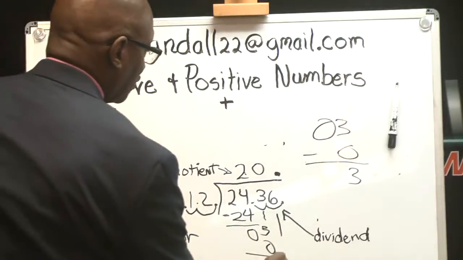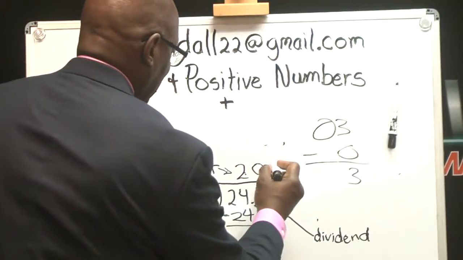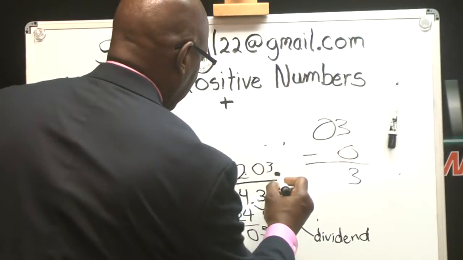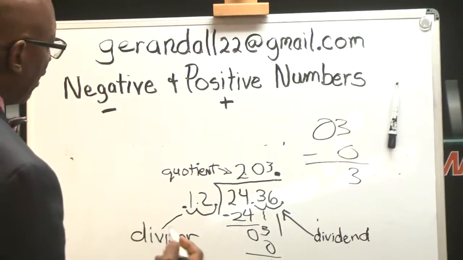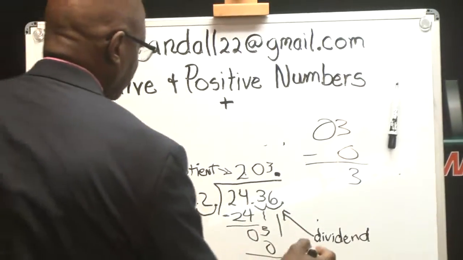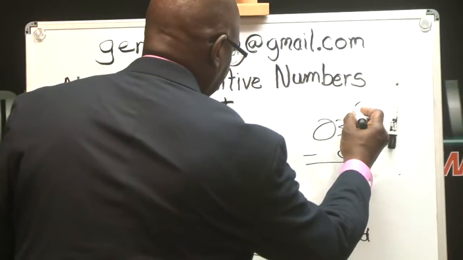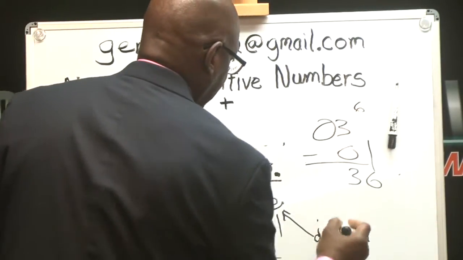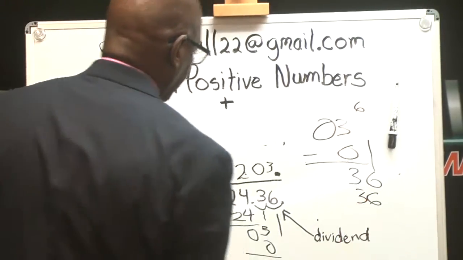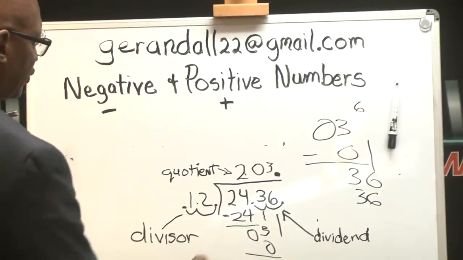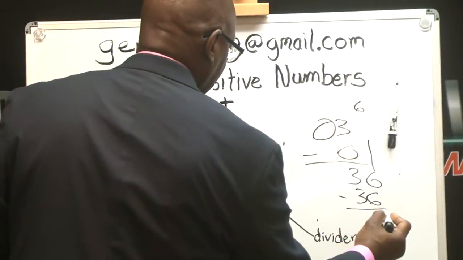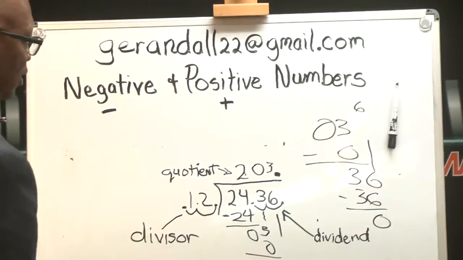And 12 can go into 36 3 times. And we put that right over the 3. Now, of course, 3 times 12 would be 36. And again, that 6 would be up here, and we bring it down, 36. Okay? And subtract, and we're left with nothing. Now I made this very simple so that we can see.